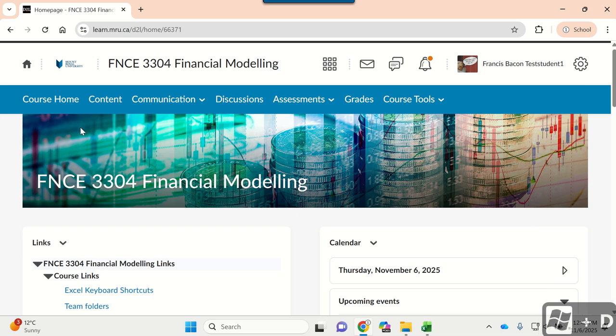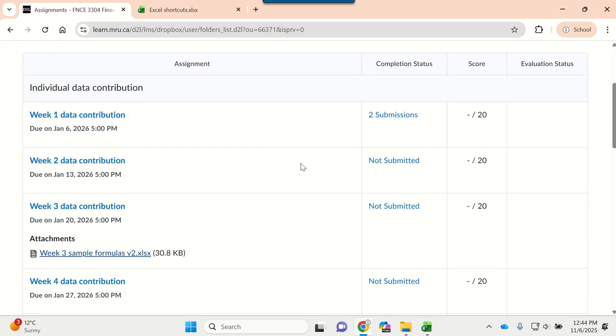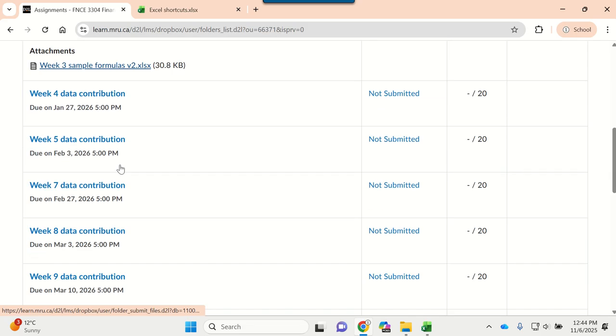To do the week 5 individual data contribution assignment, start on the course homepage and launch the Excel keyboard shortcuts. We're going to come back to that in a minute. Control Tab to get back to D2L, then Assessments, Assignments. Go down in the individual data contribution area to week 5.